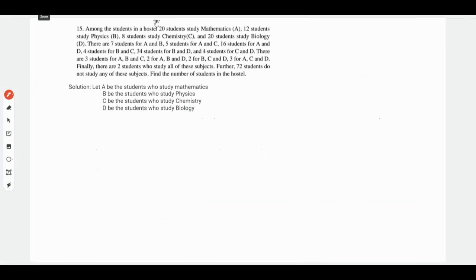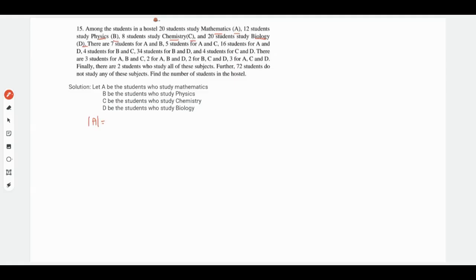Then moving to the next question: among the students in the hostel, 20 students study mathematics, 12 students study physics, 18 students study chemistry, and 20 students study biology. So we'll take care. Maths is A, physics is B, chemistry is C, biology is D. So we'll write: let A be the students who study mathematics, B the students who study physics, C the students who study chemistry, D the students who study biology.